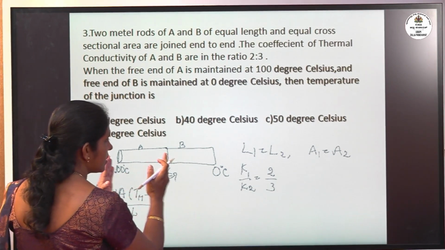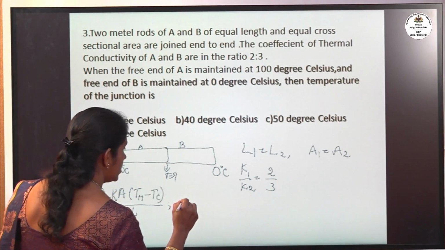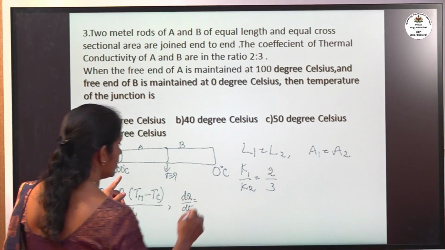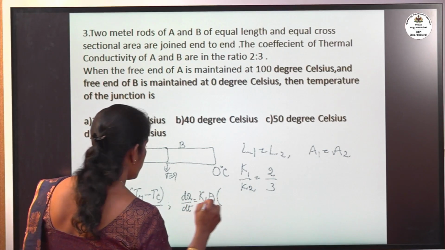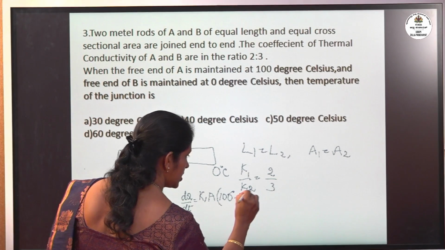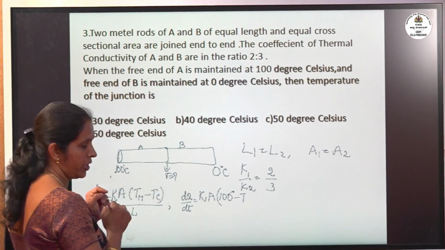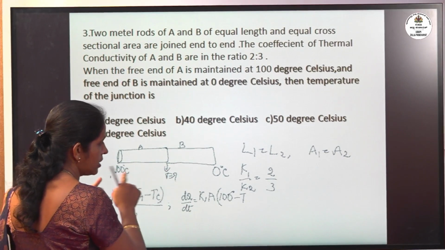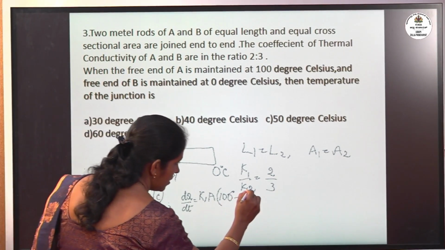Let us consider the first part. For the first conductor, rod A, apply this: dQ by dt is equal to K1 A into (100 degrees Celsius, the temperature of the hot end, minus T, the temperature of the cold end, the junction) divided by L. Here we can understand that heat flows from hot body to cold body, from 100 degrees Celsius to 0 degrees Celsius in this direction. Therefore, the junction temperature T is less than 100 degrees Celsius.